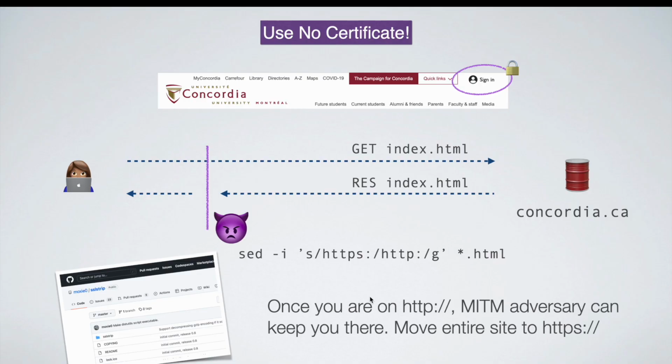Okay, so the net effect is that once you're on HTTP, you go to this website, and the first time you load it, it loads over HTTP. What an SSL strip adversary can do is stop you from ever crossing over to HTTPS. Basically, you'll always stay on HTTP. Okay, so how do you fix it?